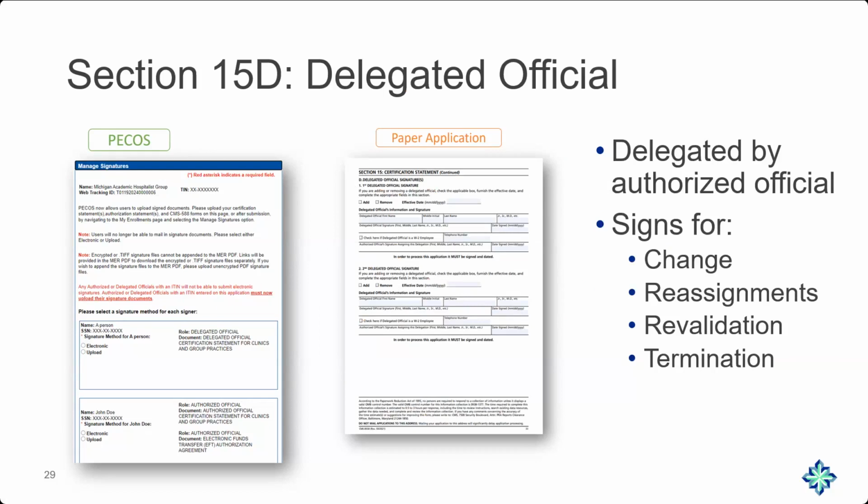a billing manager, an office manager. They can, like I said, make changes, reassignments. They can terminate. They do need to be added as a delegated official, and the authorized official does need to sign for that designation. They also cannot be a 1099 employee, so not a contracted employee. They do need to have a direct W-2 relationship with the enrolling provider.